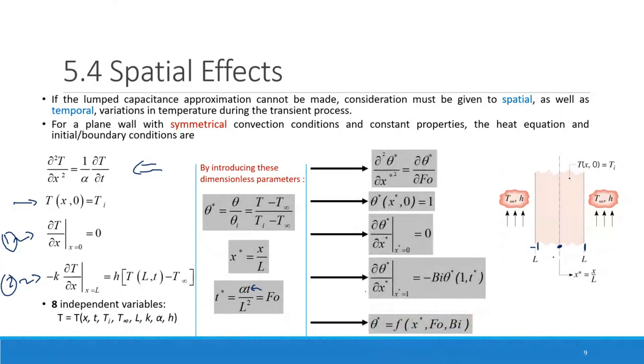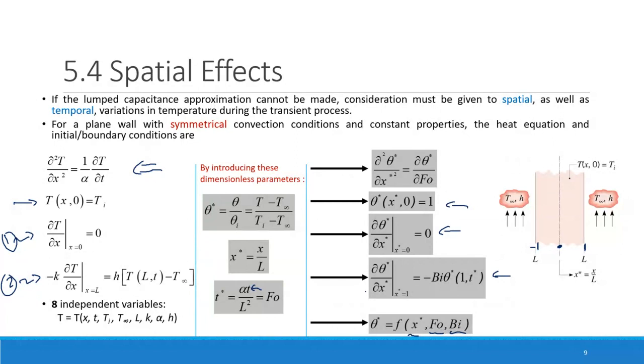Now, to solve that equation, we have to just modify the boundary conditions, these two boundary conditions and the initial condition. You don't have to do that. You don't have to know the steps. Why I brought this here to you is that by introducing these three independent dimensionless parameters, we moved our equation from 8 independent variables to 3, which are x star, Fourier's number, and Biot number.